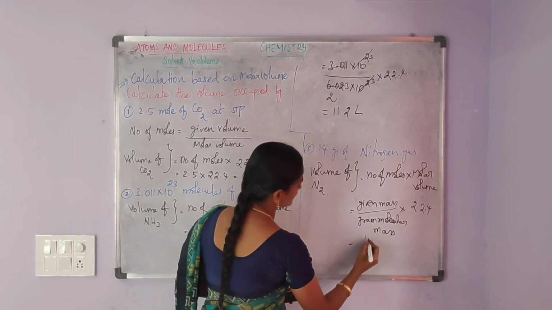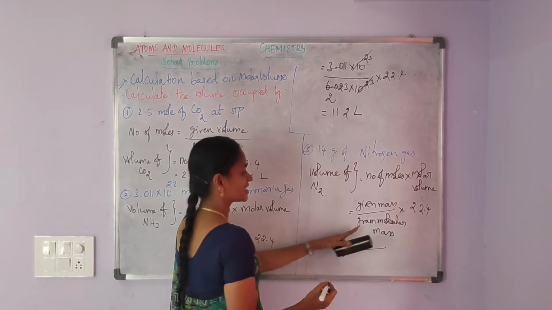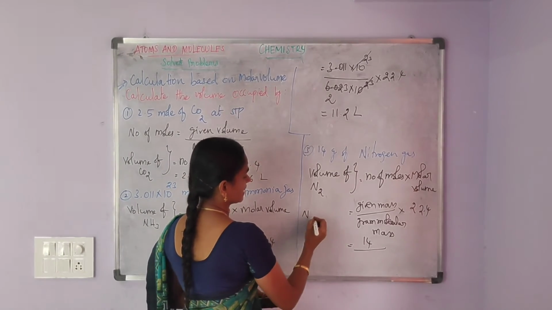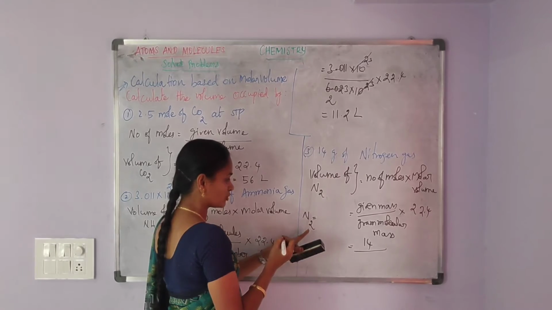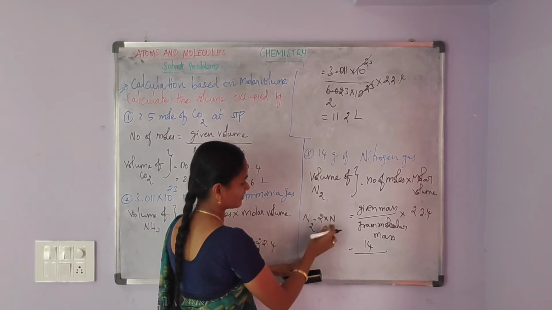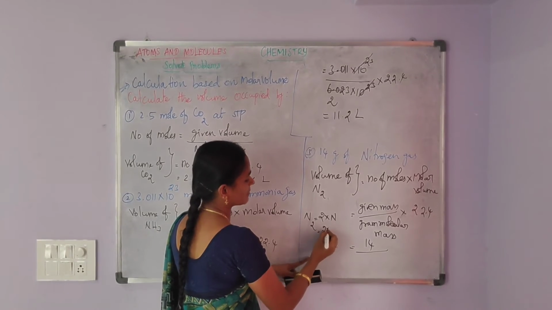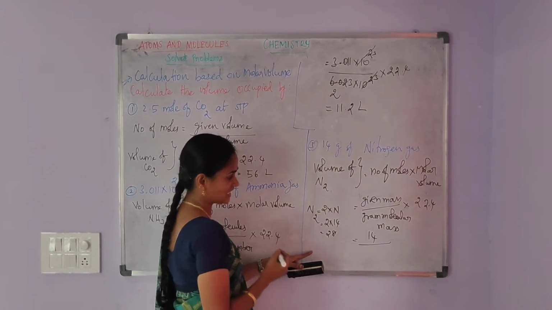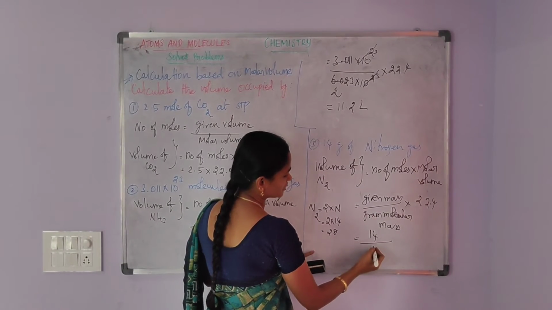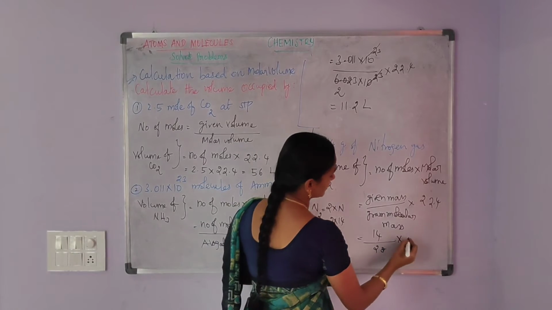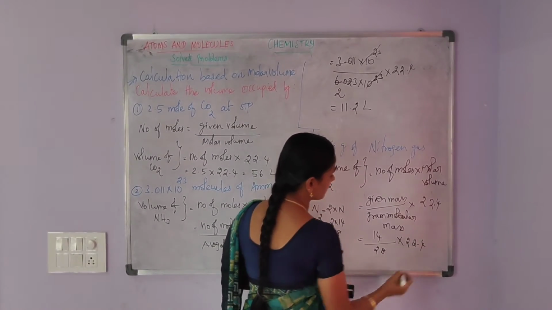Given mass is 14 gram. Gram molecular mass of nitrogen: nitrogen contains N2 molecule, that is 2 nitrogen atoms, 2 into N. Nitrogen's atomic mass is 14. So 2 into 14 is equal to 28. Given mass is 14, gram molecular mass is 28, and molar volume is 22.4.